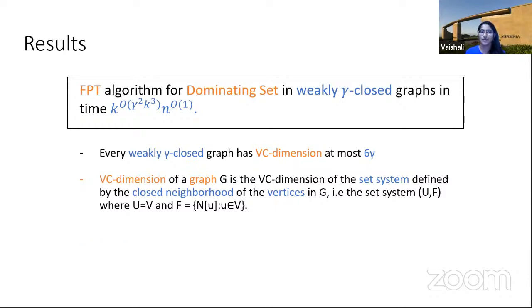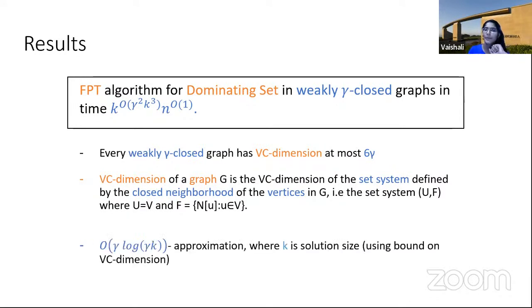Okay, so why is this result even useful? The VC dimension bound helped us improve our runtime from double exponential to single exponential. Apart from that, it also helped us obtain an approximation for this problem. We were able to obtain an order gamma log gamma k approximation for this problem. This approximation just uses the bound on VC dimension and applies known results for set cover on set systems of bounded VC dimension.